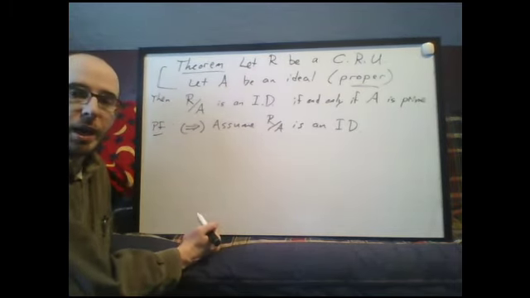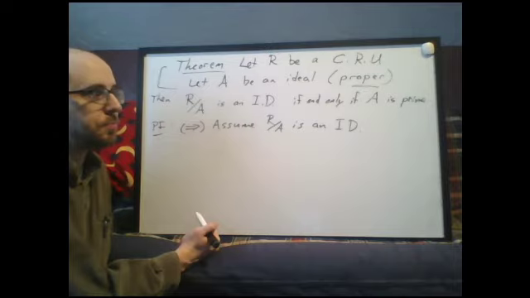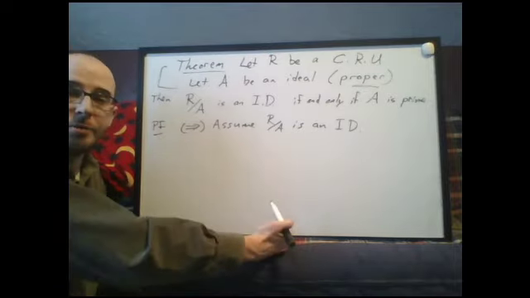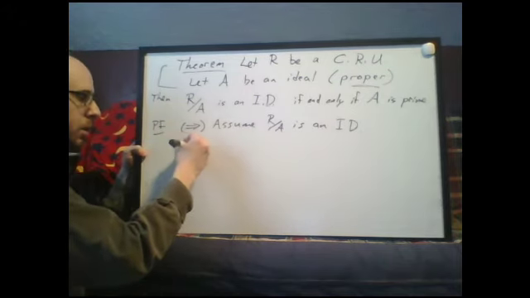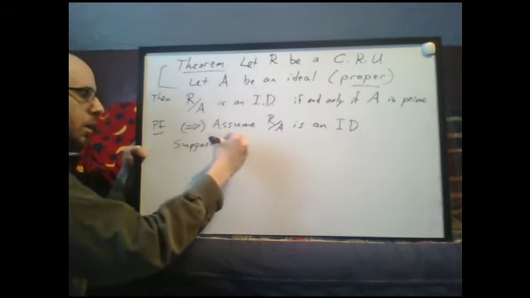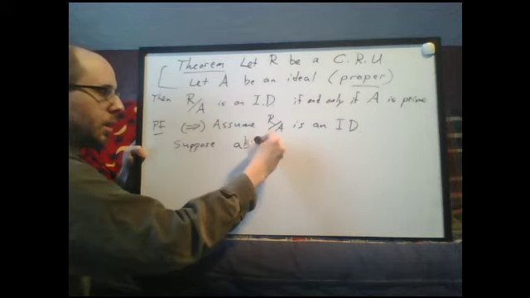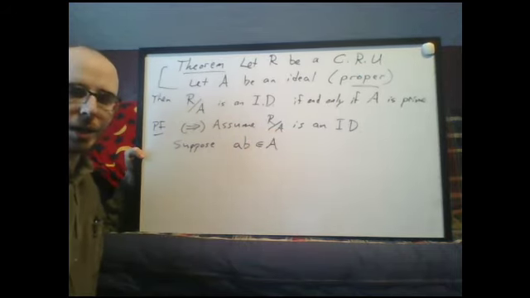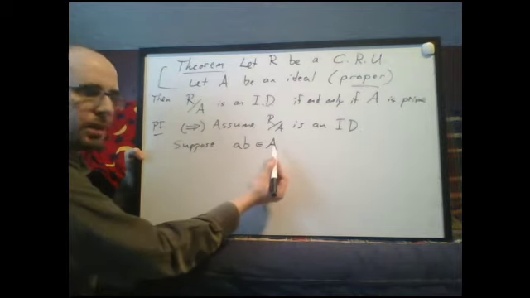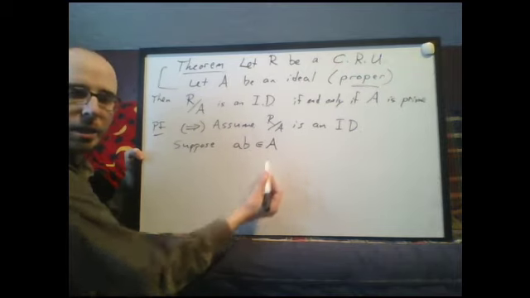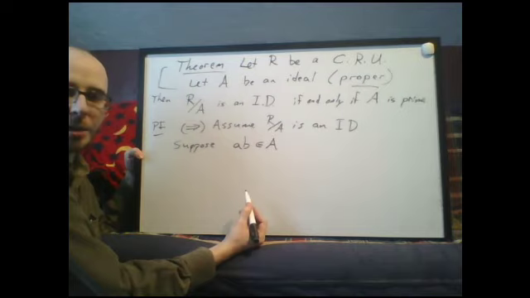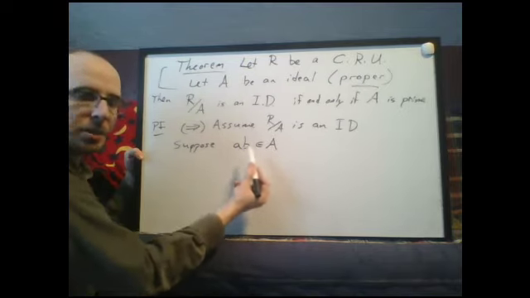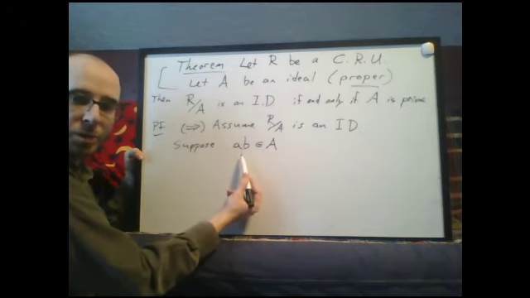The way to show A is prime is you assume you have a product of two elements that already lives in A. So suppose ab is an element of A. I need to show either little a is in A or little b is in A. So a prime ideal is one where any factorization, any product that's in the ideal already involves a factor which is in the ideal.